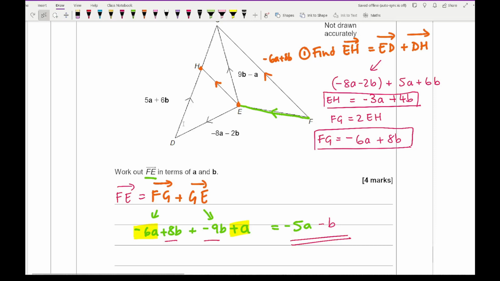Now again, make sure you're showing full working out. You can show your working on the diagram, but make sure your arrows are in the right direction and you've got a set plan as to the route that you are going. Sometimes there are multiple ways in which you can do it, but your final answer should always be the same.